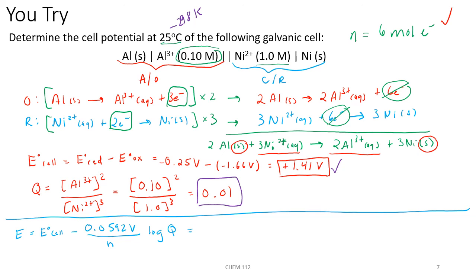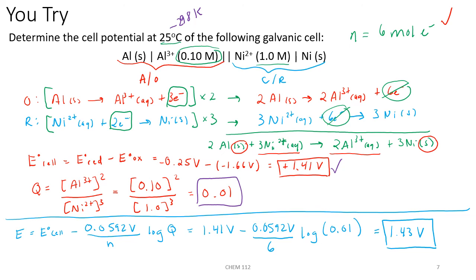So let's plug everything that we found in here. Our E cell was 1.41 volts minus 0.0592 volts over our n, which is 6 for this reaction, 6 moles of electrons transferred, times the log of our Q, which was 0.01 that we calculated for our reaction quotient. And so that ends up coming out to an E cell value for non-standard state conditions of 1.43 volts. And we got a positive value there.